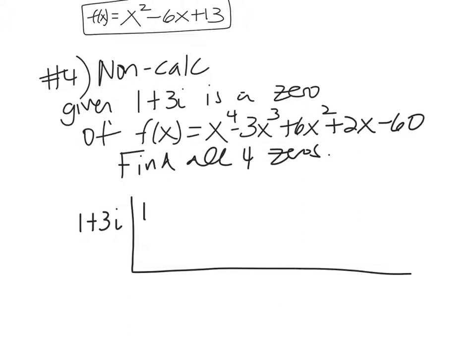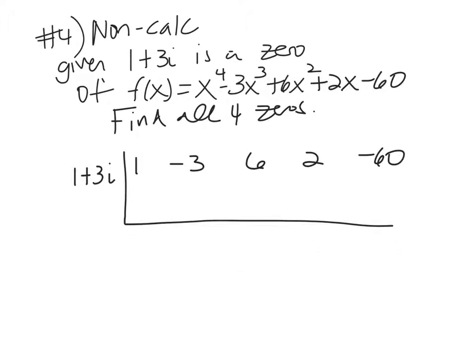All right. So I have 1, negative 3, 6, 2, negative 60. Are you ready for this? It's really awful. It doesn't look so bad, but you'll see why in a minute. Bring down the 1. 1 times 1 plus 3i is 1 plus 3i. Go ahead and add. This is negative 2 plus 3i. And now I need to multiply these.